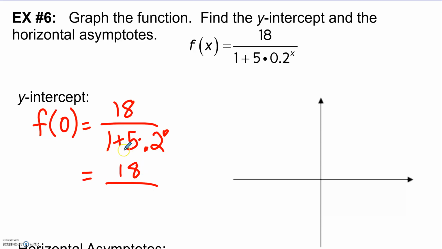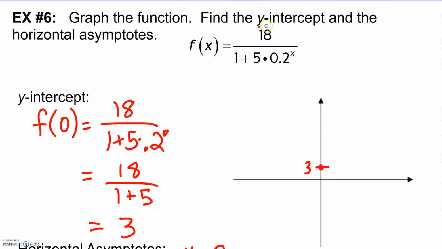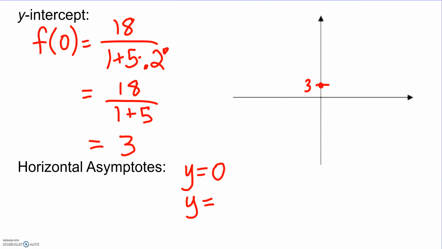The next thing we want to look at is where the horizontal asymptotes are located. And those are always really easy to find. There are always 2 of them. The bottom one is always going to be y = 0. And the one above that is always y equals the limit to growth, which is this number up here. So y = 18 is going to be the other horizontal asymptote.